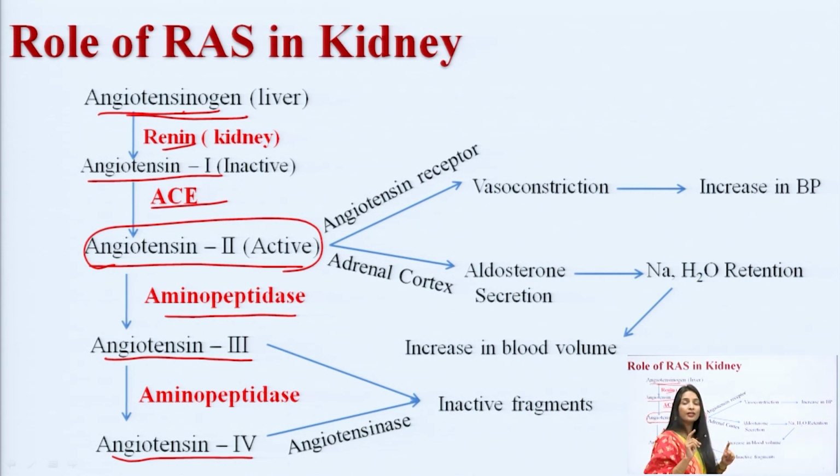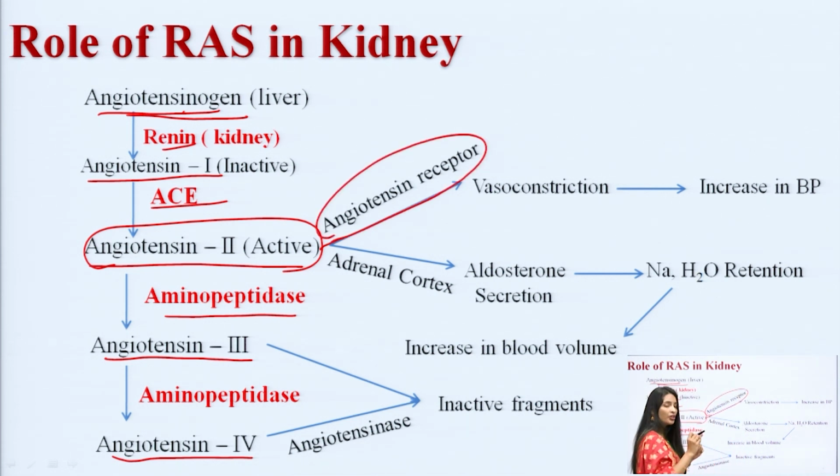This angiotensin 2 is an active form. What is going to happen? जब आपका angiotensin 2 synthesized हो गई, liberate हो गई, then आपका angiotensin receptor में जाके bind होता है, and when this angiotensin binds to the angiotensin receptor, what is going to happen? Vasoconstriction, and when vasoconstriction is seen, it will definitely increase the blood pressure. And second, when the angiotensin has been released, it will go and bind to the adrenal cortex.